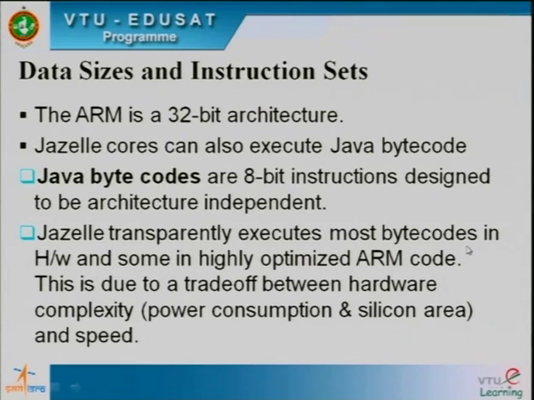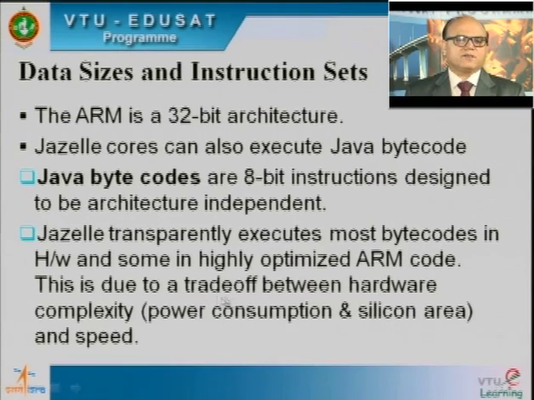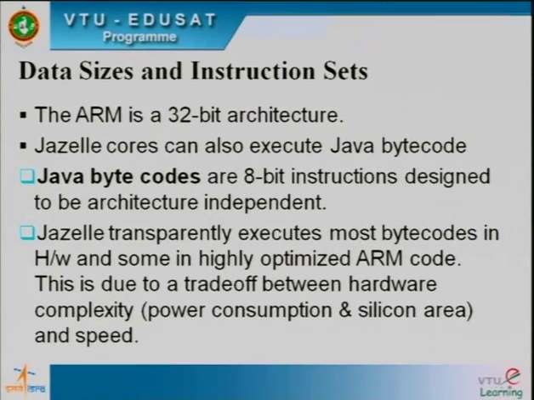Jazelle transparently executes most Java bytecodes in hardware, and some of the instructions are highly optimized. This is due to the trade-off between hardware complexity and power consumption: the power consumption will be very low, the silicon area required will be small, and we get good performance from such cores. So this is a specialized feature available on some of the ARM cores.